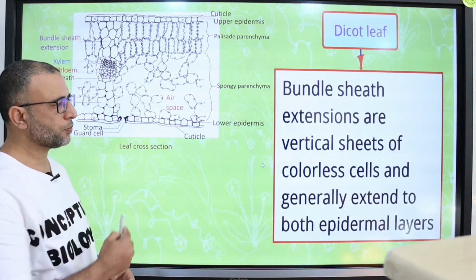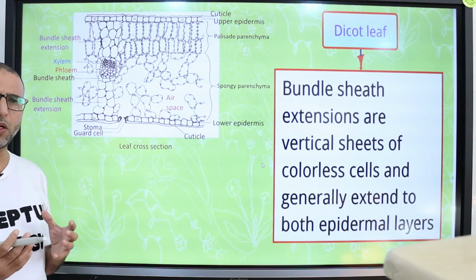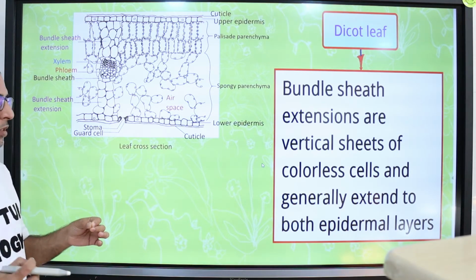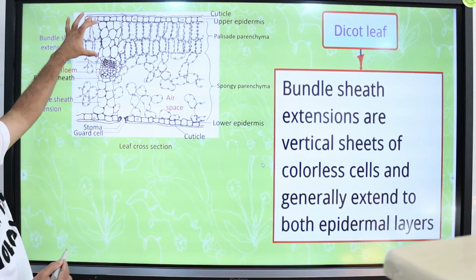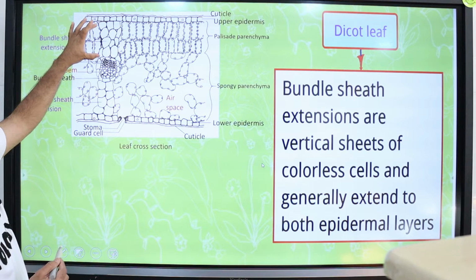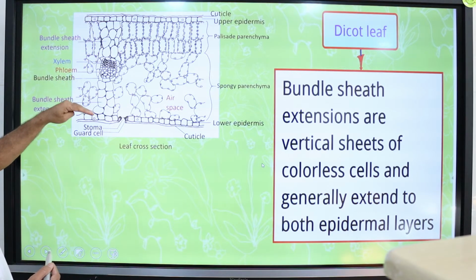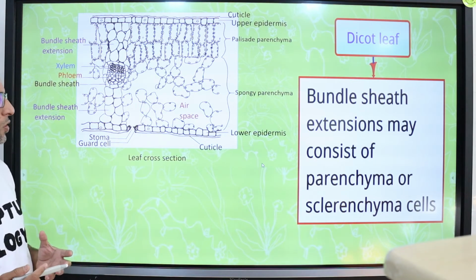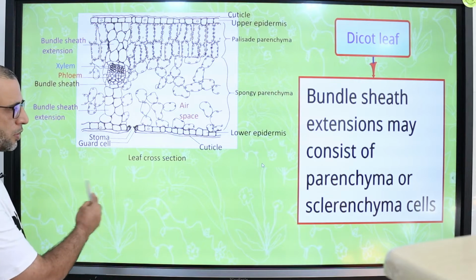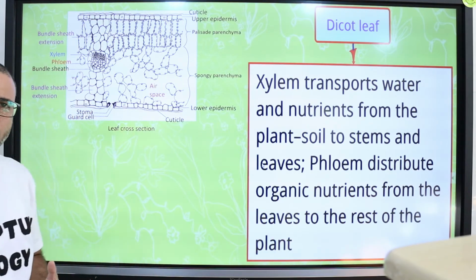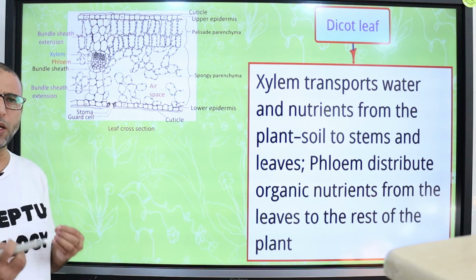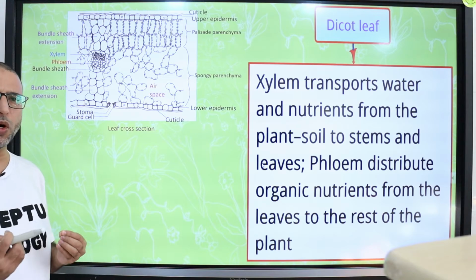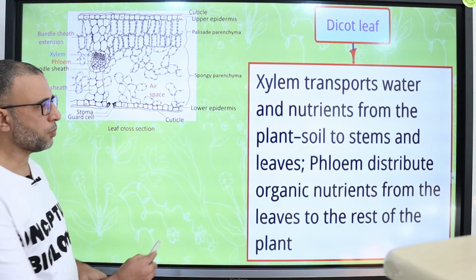Bundle sheath extensions are vertical sheets of colorless cells and they generally extend to both epidermal layers. As we can see in this diagram, these are bundle sheath extensions, and they extend towards the upper epidermis as well as towards the lower epidermis. Bundle sheath extensions consist of parenchyma cells or sclerenchyma cells. What is the function of xylem and phloem? Xylem transports water and nutrients from the soil to stems and leaves, and phloem distributes organic nutrients from the leaves to the rest of the plant.